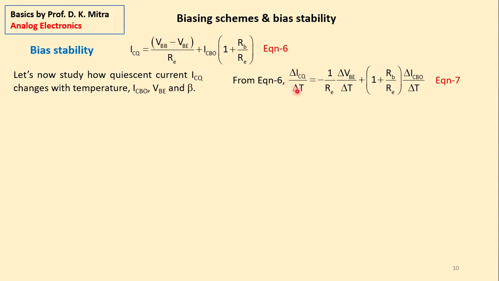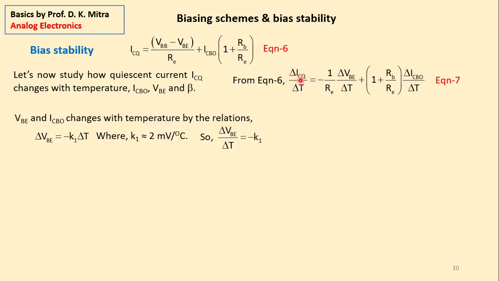So you find that the temperature dependence of ICQ is dependent upon the temperature dependence of VBE and also the temperature dependence of ICBO. If we can find out how these two factors are temperature dependent, then we can also find out how my quiescent current will be temperature dependent.